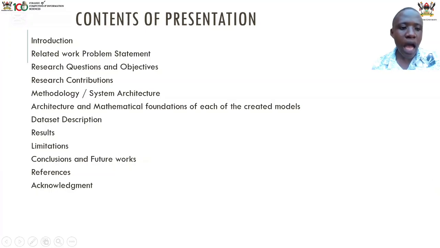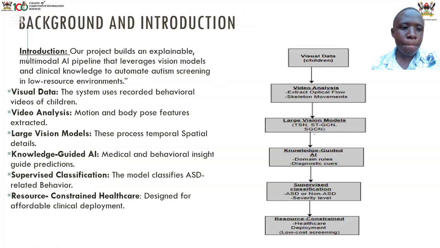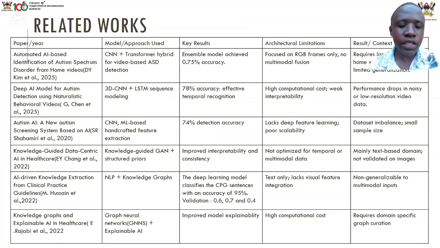I'll be talking about our problem statement, technology guidance, supervised classification, and visual data, video analysis. These are some of the works of people who have tried to do something. After reviewing some of these works, most of them had limitations, either architectural limitations or context limitations. So that's why we had to develop a model.